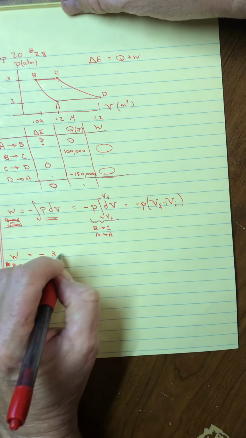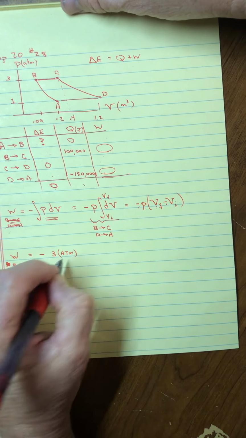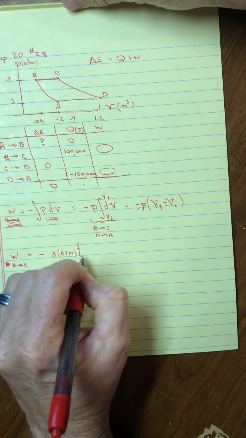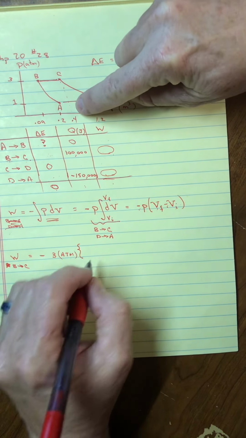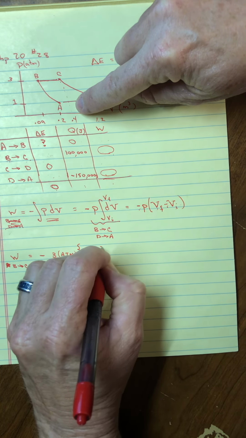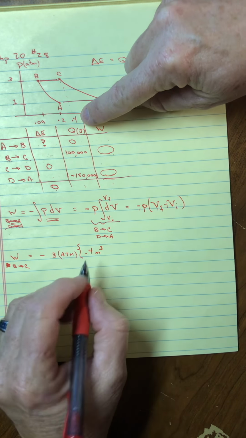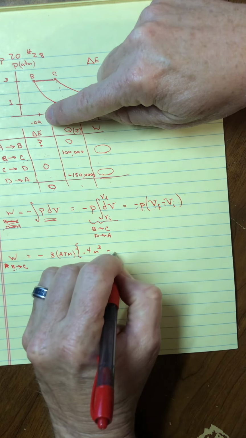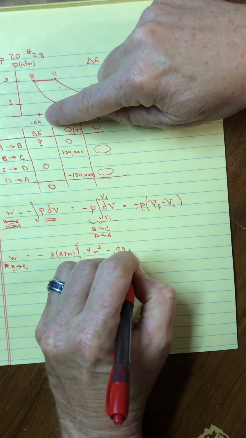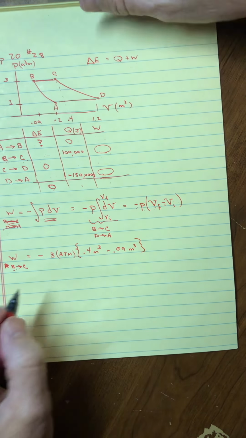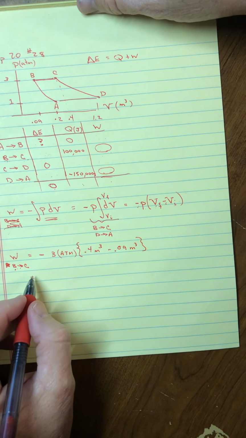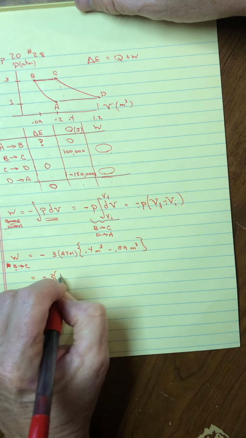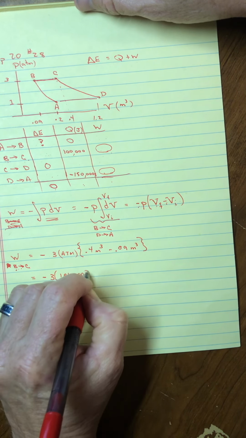So maybe for the moment I'll just put 3 atmospheres, but I think I'm going to want my energy in joules. And then the final volume, and it looks like the final volume is 0.4 cubic meters. I think I wrote that down right. That would be C minus the volume at B, which is 0.09 cubic meters. Now, to make this come out in appropriate units, I'm going to put in place of 1 atmosphere 101,300 pascals.